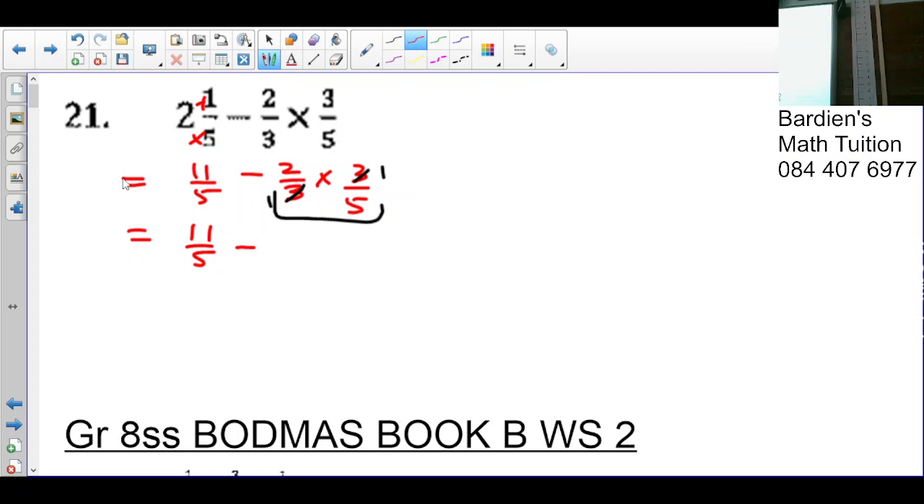That gives you 2 over. Do I need to find an LCM? No, it's already sorted. So 11 minus 2 is 9 over 5. All okay with that?